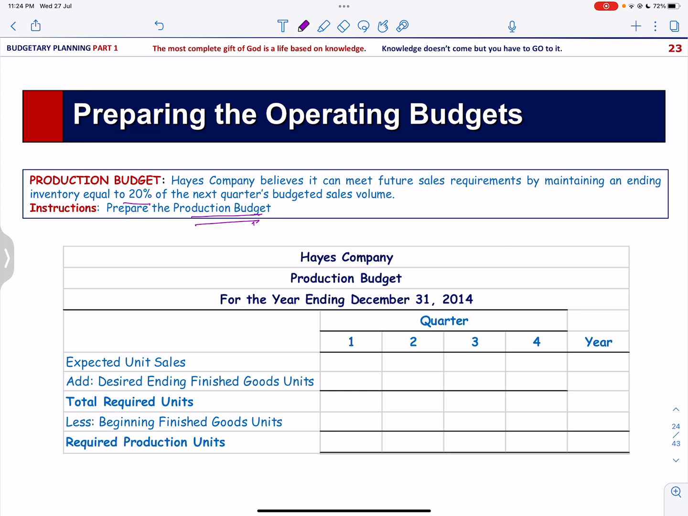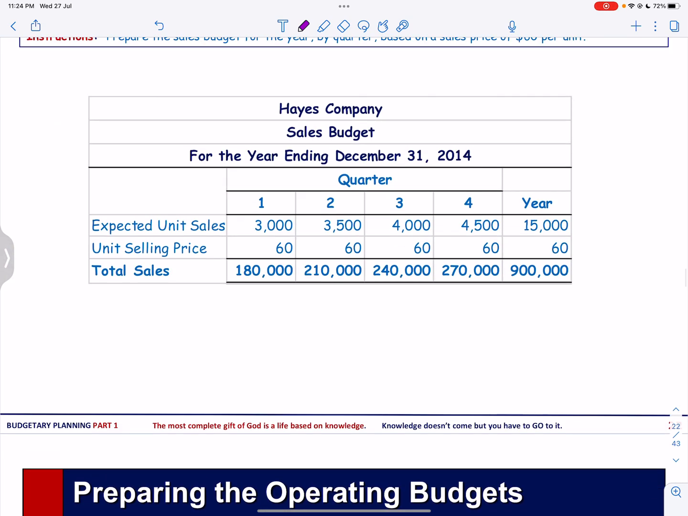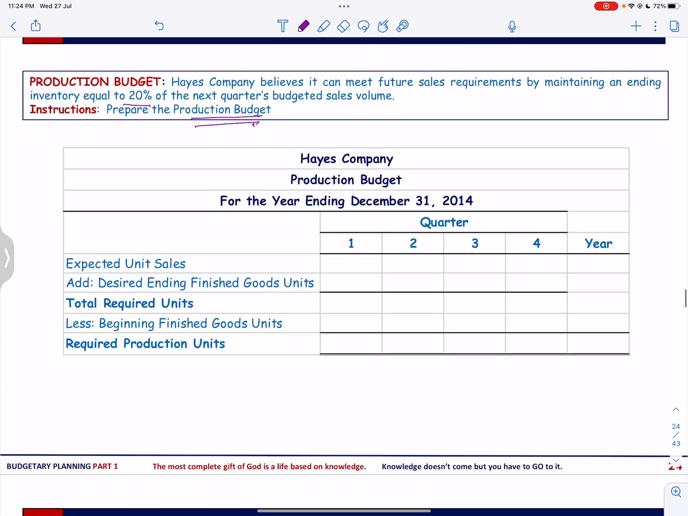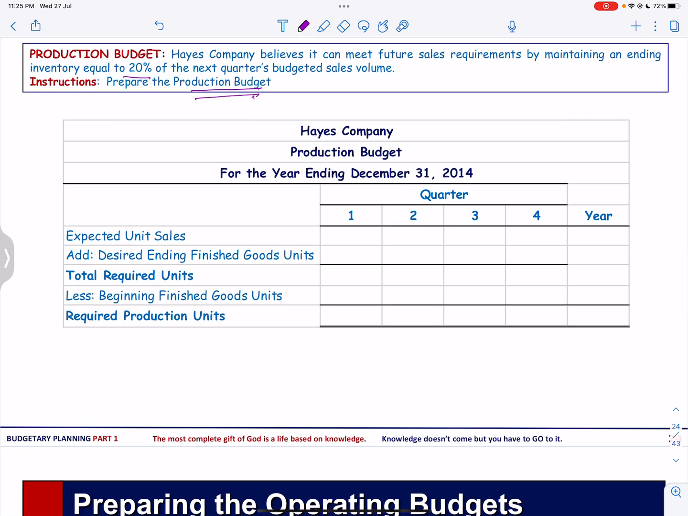So the production budget provides the basis for the budgeted cost for each manufacturing cost element, and the expected unit sales is going to come from the sales budget we already have prepared. We have the units 3000, 3500, 4000, and 4500.